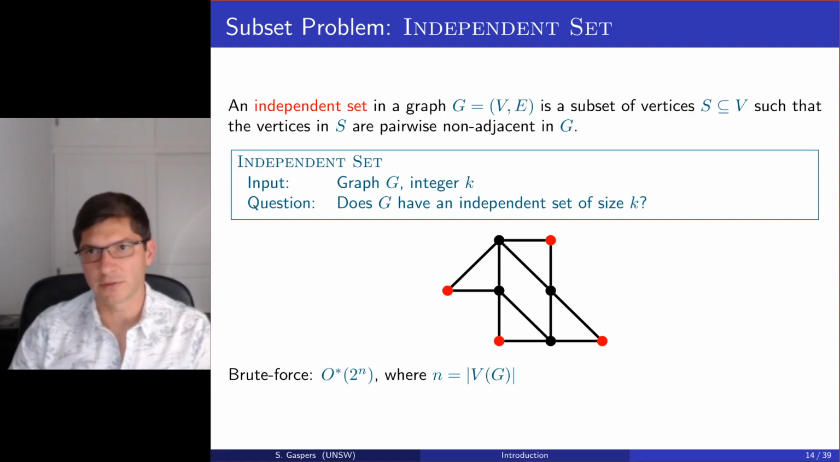This works not just for independent set, but for all subset problems where the ground set of the things that we need to select has size n. So if we have a subset problem, we can always solve it in 2 to the n time. And the difficulty is often to do faster than this brute force 2 to the n running time.